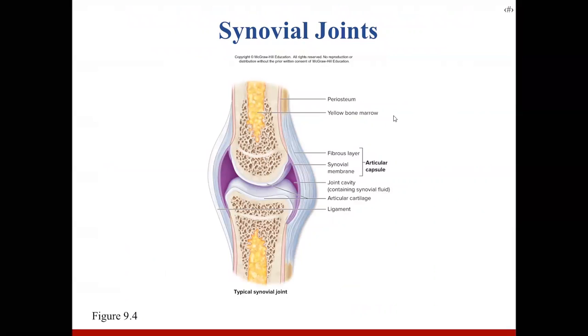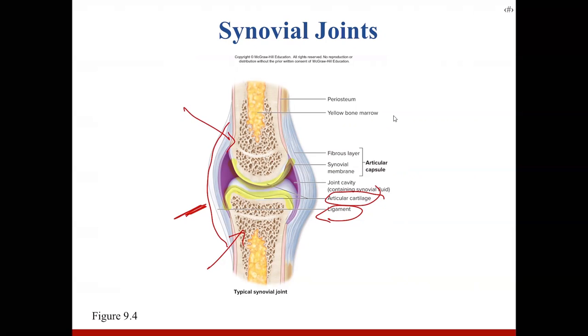Here is a picture of a typical synovial joint. This is one that's used frequently. Here's one bone, and here's another bone. Here's a ligament holding the bones together. At the ends of the bones, you're going to find articular cartilage. It articulates, so it's covering the ends of the bones.